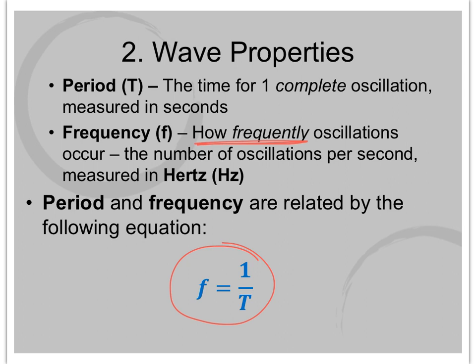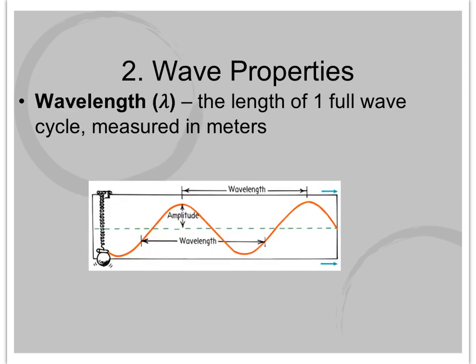We similarly could say that the period is 1 over the frequency. They are just inverses of each other, or reciprocals of each other. All right, our last quantity here is going to be the wavelength. And it is symbolized by this symbol here, which is the Greek letter lambda.